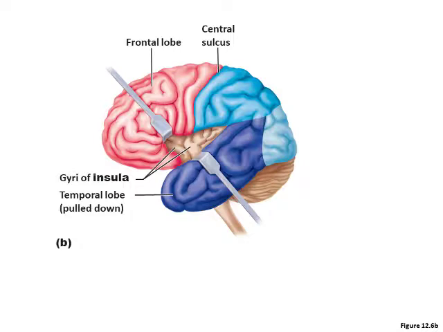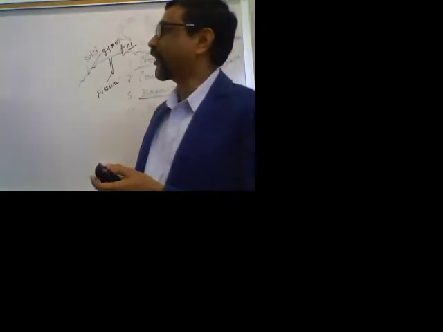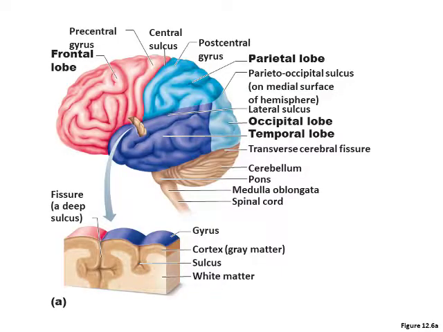Which sulcus separates the frontal and parietal? You see the red and the light blue. Central sulcus. The central sulcus is very important. That separates the frontal lobe and parietal lobe. Parieto-occipital sulcus. Its name is telling you: parieto-occipital, between parietal and occipital. It separates parietal and occipital lobes.